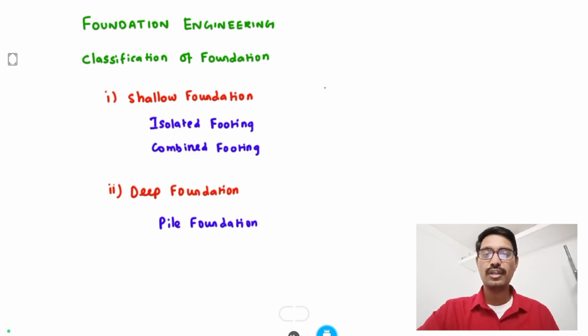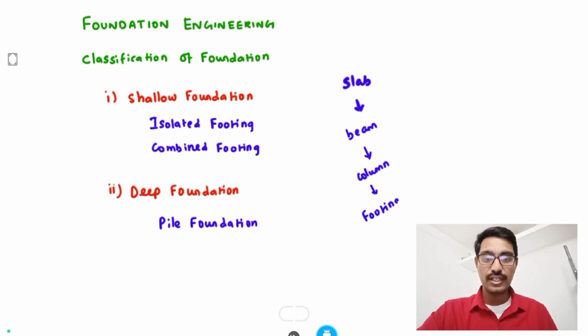Every structure, finally, the load will be transferred to the soil. Taken as a frame structure or load bearing structure, any structure, the live load will be transmitted to the slab. Slab load will be transferred to the beam. The beam load will be transmitted to the column. Column load will be transferred to the foundation or footing. Finally, the footing load will be transmitted to the soil.